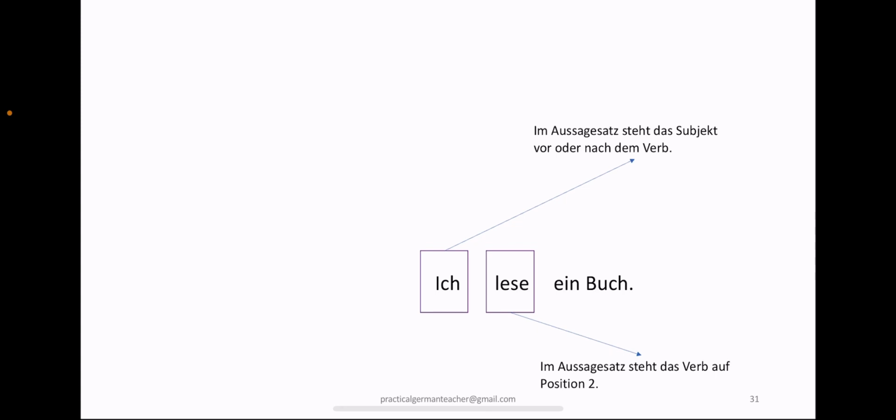Then let's look at Ich, the arrow going up. Im Aussagesatz steht das Subjekt vor oder nach dem Verb. It's just saying what I told you in the beginning, that the subject is either before or after the verb. If something comes before the verb, then the subject will go after the verb. If the first position is empty, then you will have the subject at the first position. I also gave you an example. Again, Aussagesatz usually means a statement or a declarative sentence. You don't need to remember this. It's just to complete the loop of the thought process that we were looking at right now.